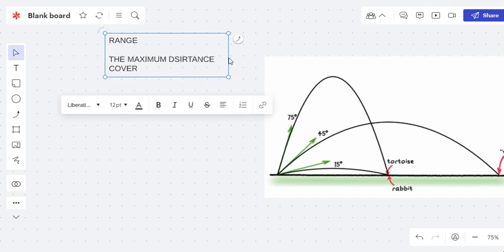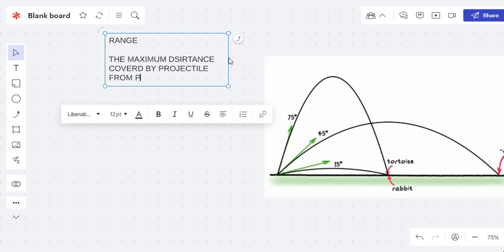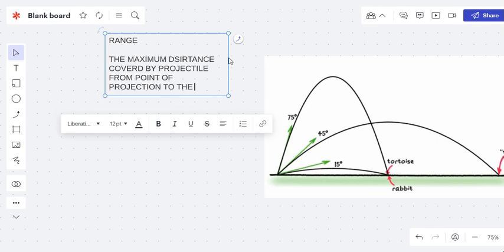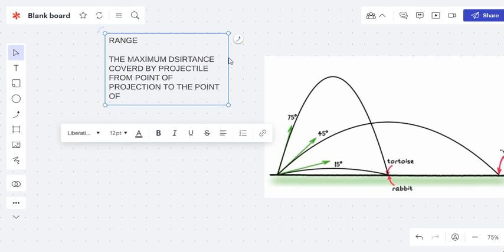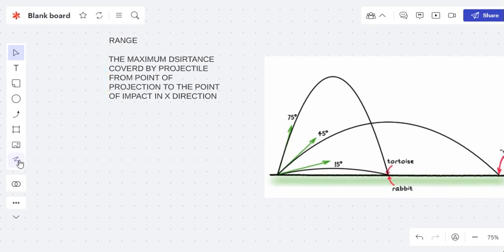covered by projectile body from the point of projection to the point of impact in x direction. When we talk about x direction, we are only concerned with the x-axis, not concerned with the y-axis. So the maximum distance is something like this.